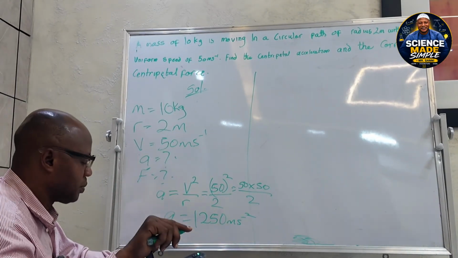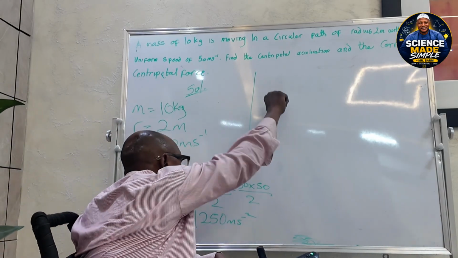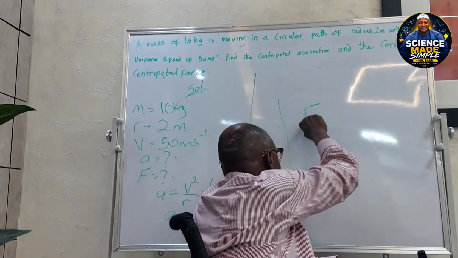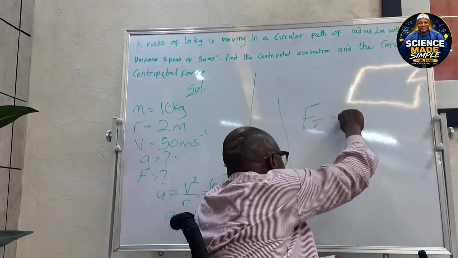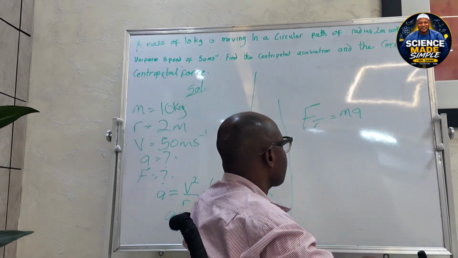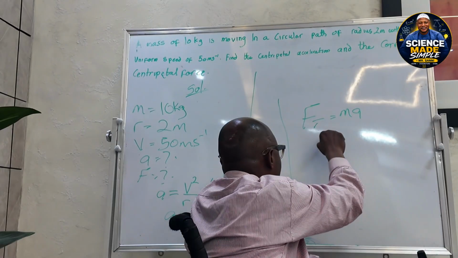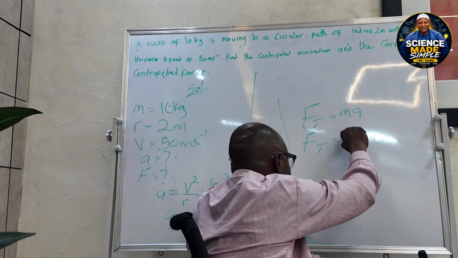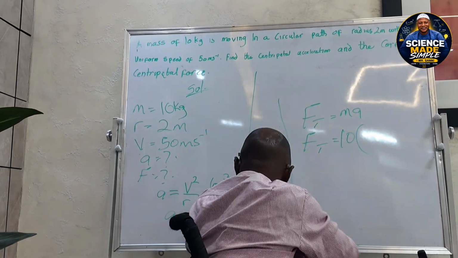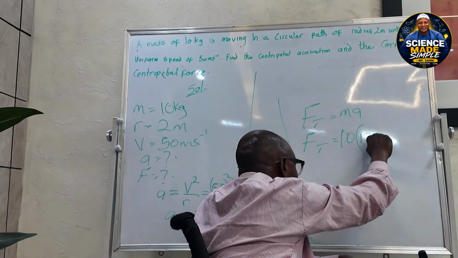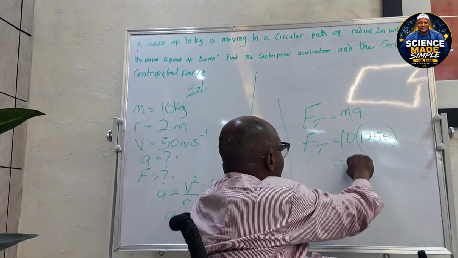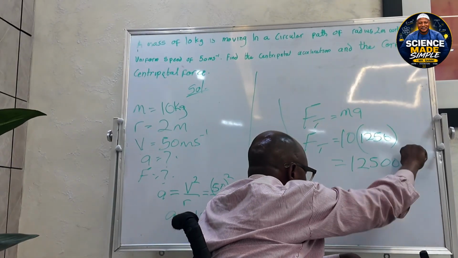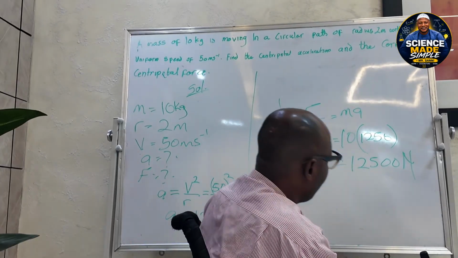That is centripetal acceleration. We also know that the formula for centripetal force is F is equal to ma. We know our a here. So our centripetal force will now be our mass, 10 kilogram, times the acceleration, 1,250, which is 12,500 Newton. Newton is the unit for force.